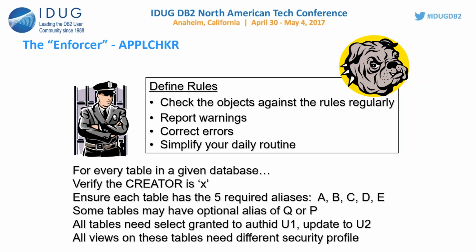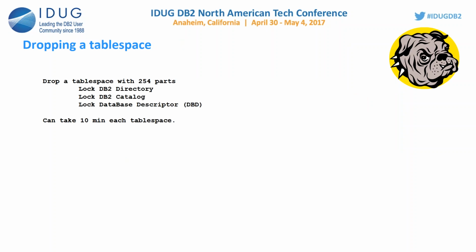In other words, hey, table 26 is missing one of the 5 required aliases and you didn't grant update access to U2. Okay. This one would need to be adjusted for your own shop, but it takes in a pretty complicated control card and tries to apply it to an environment.